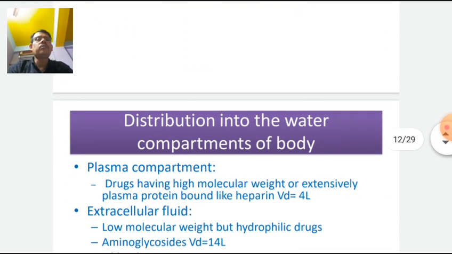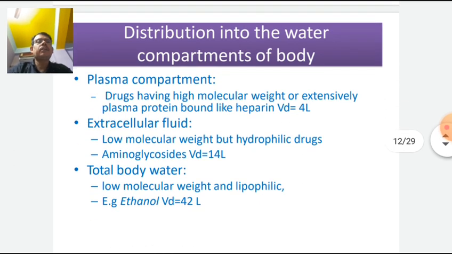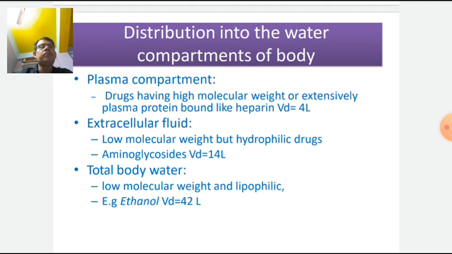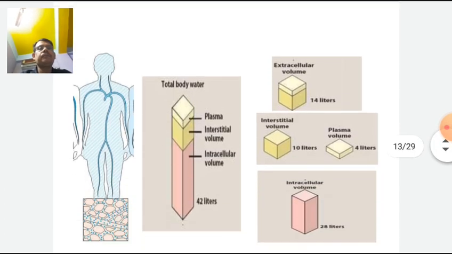And distribution into the water compartments of the body: in the plasma compartment, drugs with high molecular weight and extensive plasma protein binding, like heparin, have a volume of distribution of only 4 liters, whereas other drugs will be more than 4 liters. In extracellular fluid, low molecular weight but hydrophilic drugs such as aminoglycosides have Vd equal to 14 liters. Total body water, low molecular weight and lipophilic, for example ethanol, Vd equal to 42 liters.